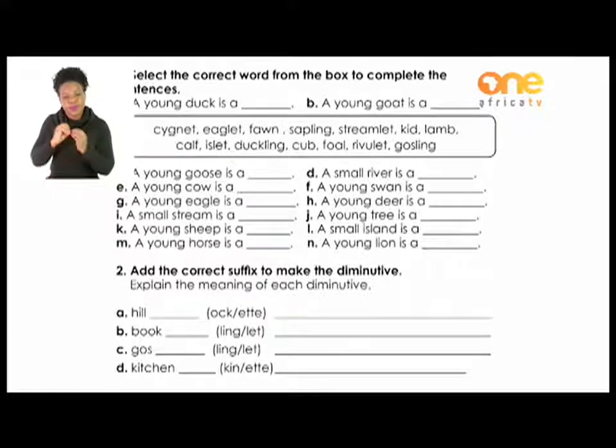And then activity 2 on the same page, it says, add the correct suffix to make the diminutive and explain the meaning of each diminutive. For instance, we have hill. Do we say hillock or hillet? The answer should be hillock. That's a small hill. Then book. Do we say bookling or booklet? The answer should be booklet, meaning a small book. So you continue with the remaining activities.